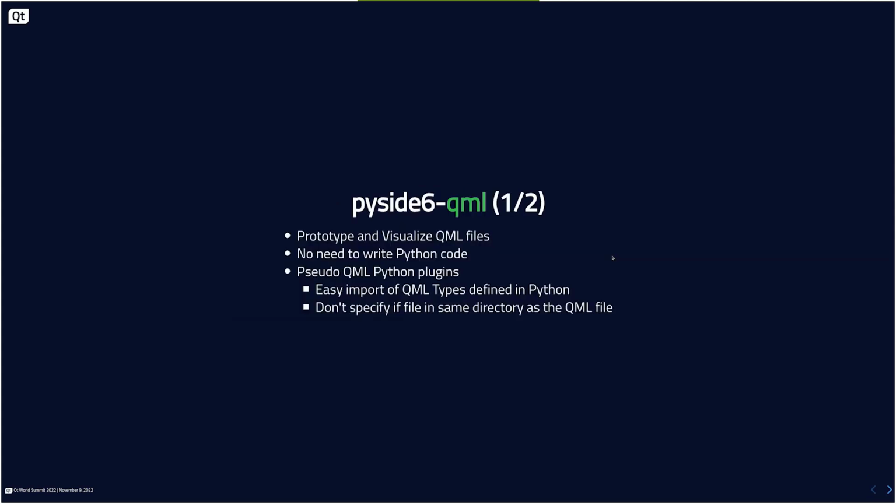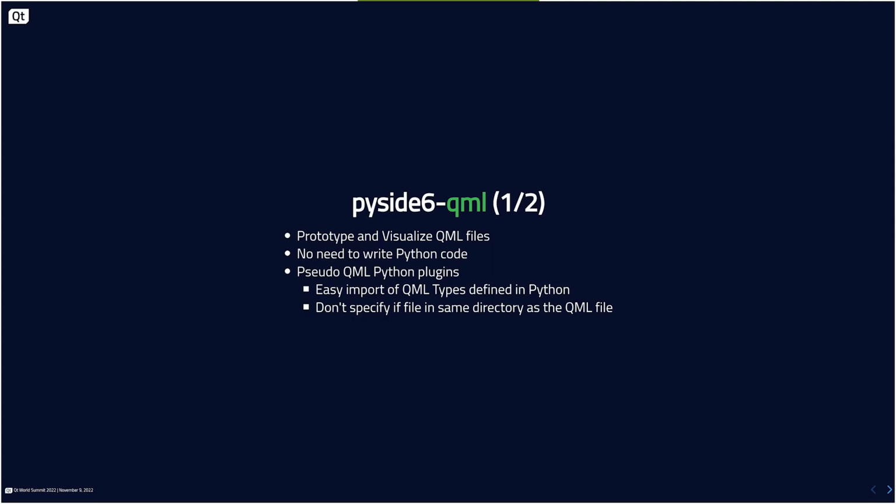Another cool utility that we ship with the 6.3 release is PySide QML, which is similar to that of the earlier QML scene utility, which was later renamed as the QML runtime utility. It is used for prototyping and visualizing QML files. What that means is that you can simply point this tool to the QML file and it's going to visualize it without you writing any Python code.